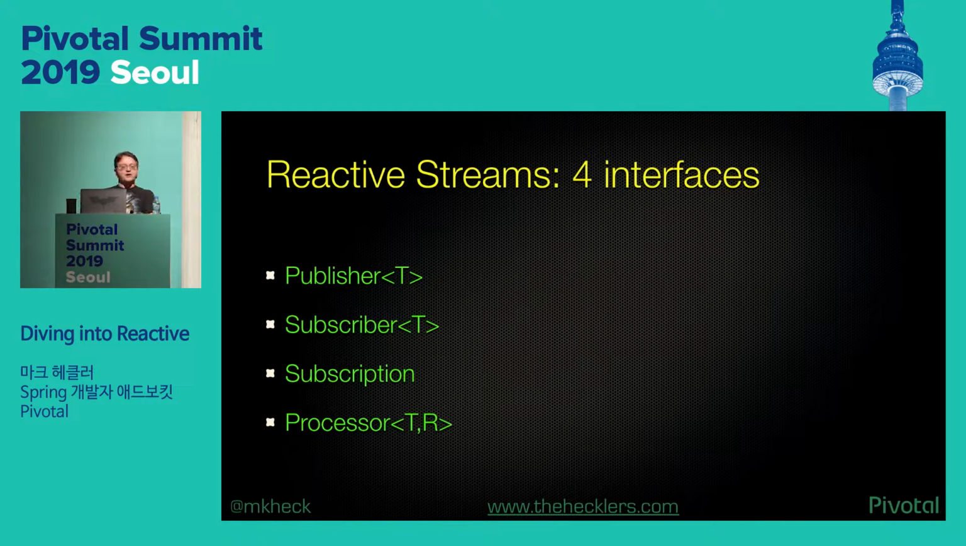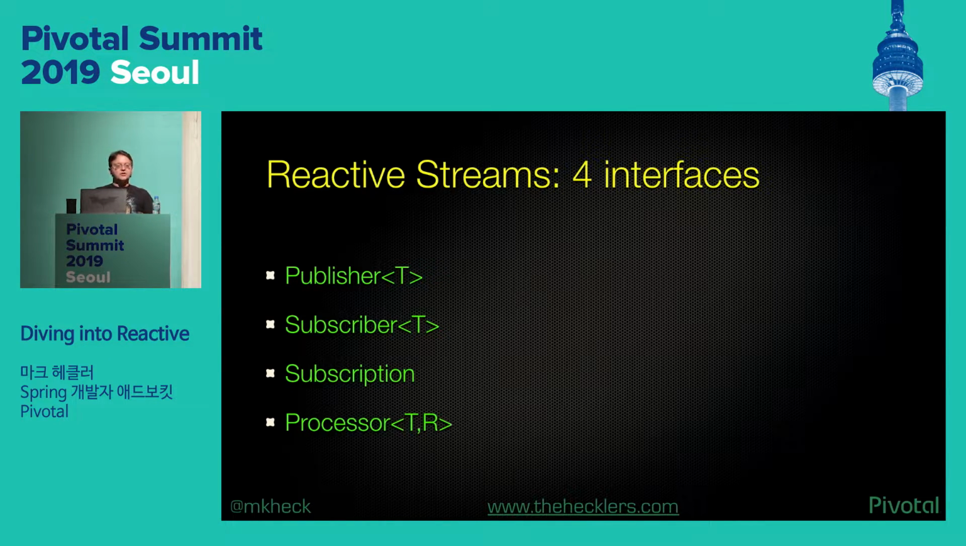And then your processor incorporates both subscriber and publisher, because a processor will receive a value, manipulate it in some way, and then pass it on to its subscribers. So it's very simple, it's very granular. It's also 4 interfaces.